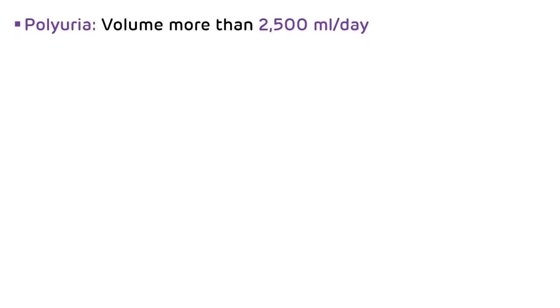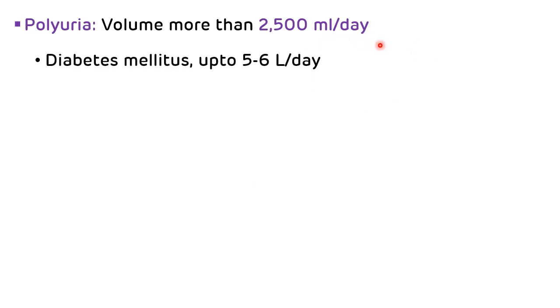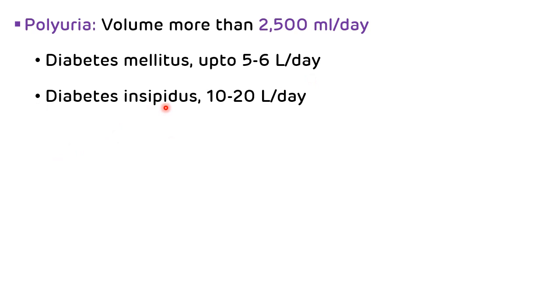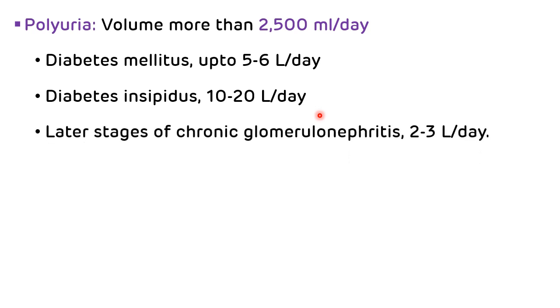Polyuria is urine volume more than 2500 ml per day, and it occurs in diabetes mellitus, in which urine output is around 5 to 6 liters per day, diabetes insipidus, in which urine volume is around 10 to 20 liters per day, and later stages of chronic glomerulonephritis, in which urine volume is around 2 to 3 liters per day.